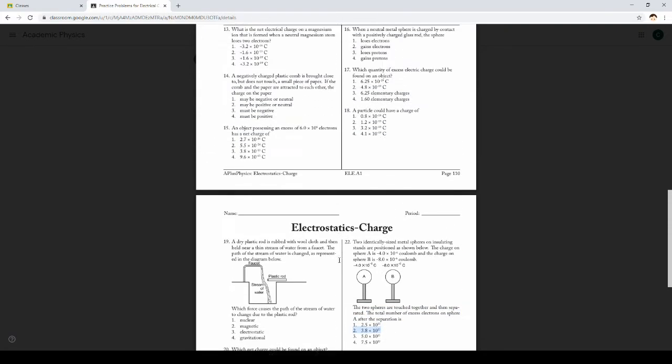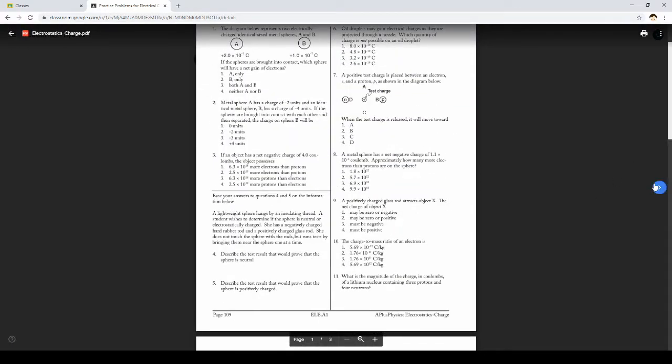And that is it for the electrostatics charge worksheet. We're now going to move on to the electrostatics Coulomb's law worksheet.